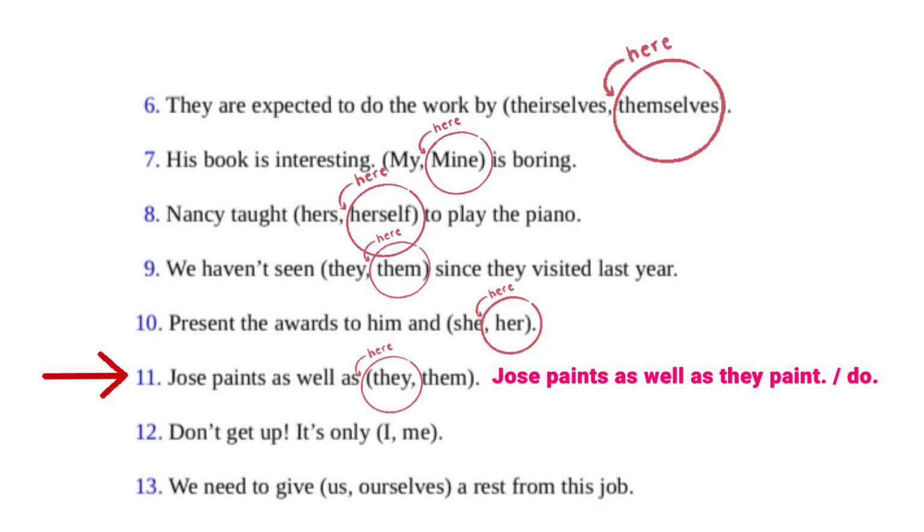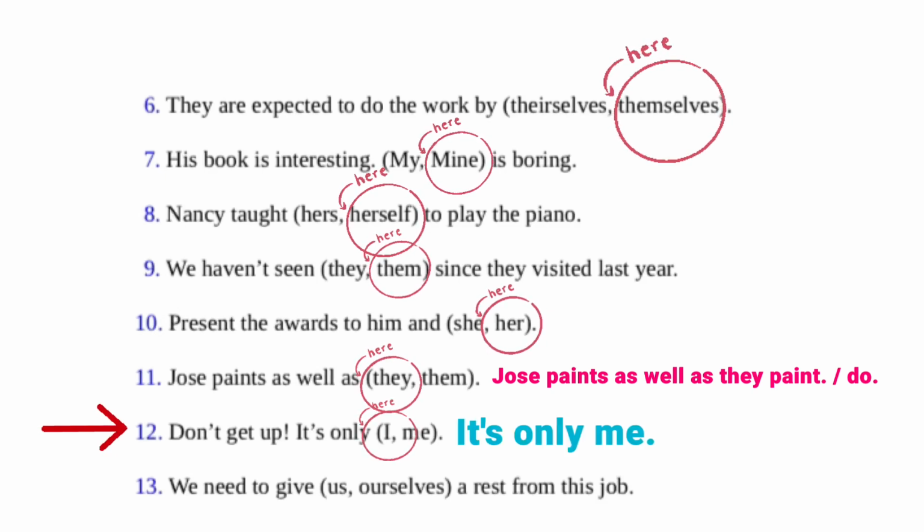Or you can say Jose paints as well as they paint. Or Jose paints as well as they do. Don't get up, it's only I. Although this is grammatically correct, it is considered more formal. So in casual conversation, people commonly say, it's me, it's only me. We need to give ourselves a rest from this job.